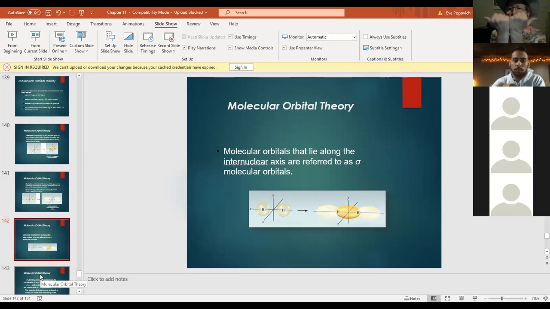If they hit head on, they're going to be called sigma. If they're p, those are going to be pi orbitals. If we're combining an s and a p, that's a sigma. If we're combining 2 p's, that's going to be a pi.